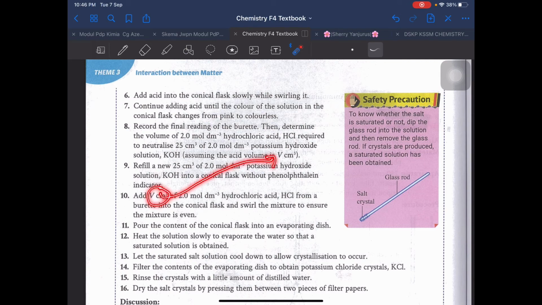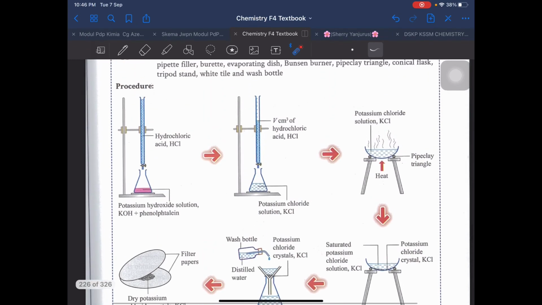Kan, before we do the titration for this one, dia masih lagi full. Assuming dia full lah, assuming. So, bila dia sudah stop, when the color changes from pink to colorless, itu maksudnya, kan kelas, itu maksudnya sebanyak V cubic centimeter of hydrochloric acid is needed untuk neutralize dia.